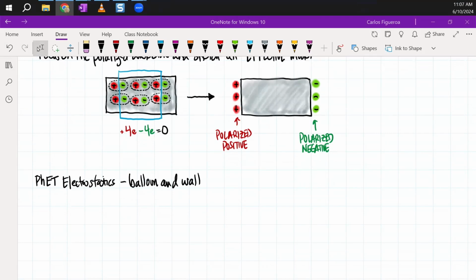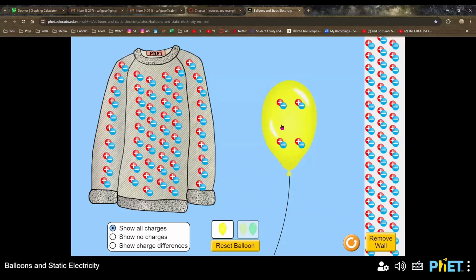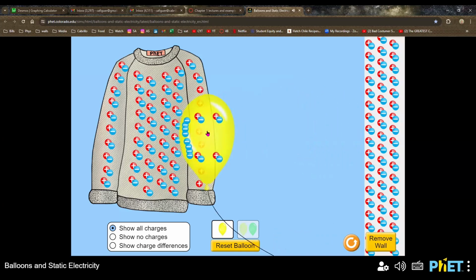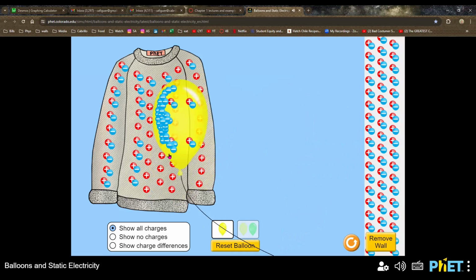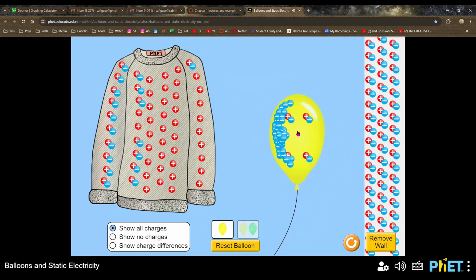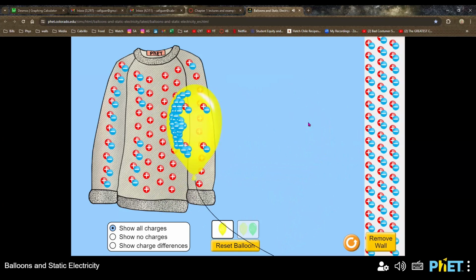And here's what we're seeing. So the first thing that I want to look at is the balloon here. See how that thing is neutral. It's not affected because it's not charged. Now, if I rub it up against the sweater, this thing is negatively charged. So look what happens here. It's going to go right towards the sweater. I don't care about the sweater. Just showing you that it's negatively charged.